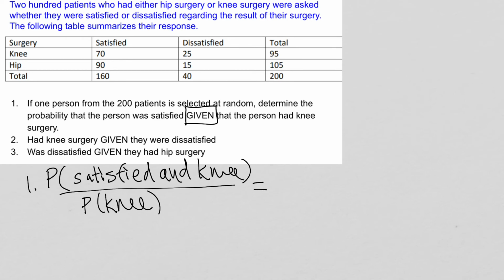Okay, so for number 1, conditional probability. So you're looking for probability satisfied and had knee surgery over how many had knee surgery. So on the table there, satisfied and knee surgery was 70, out of the total that had knee surgery, 95.